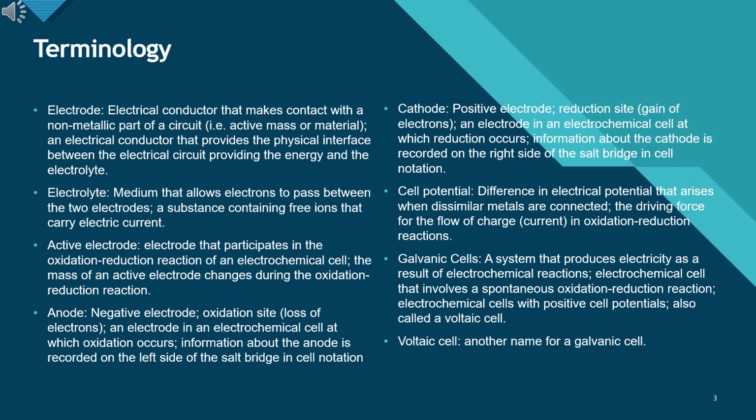Anode. The negative electrode where oxidation happens. Electrons are lost here. Cathode. The positive electrode where reduction happens. Electrons are gained here. Cell potential. This is the electrical pressure that drives electrons through the circuit. Galvanic cell. A system that produces electricity from spontaneous chemical reactions, also called a voltaic cell. These terms will frequently appear throughout our course, so it's beneficial to take the time to remember them.